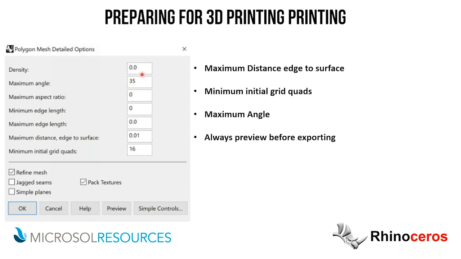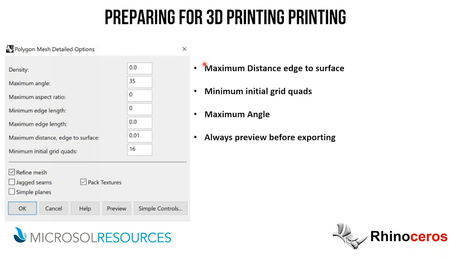Anything that's set at 0 is turned off. So you see we have density, aspect ratio, minimum edge length, and maximum edge length all off. It's best to try one at a time before deciding how you want to proceed. This way you'll know exactly what effect or impact each setting has on the resulting polygon.